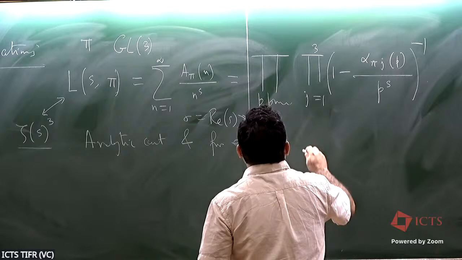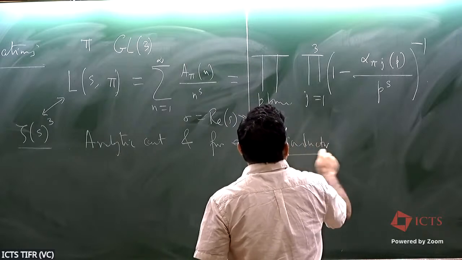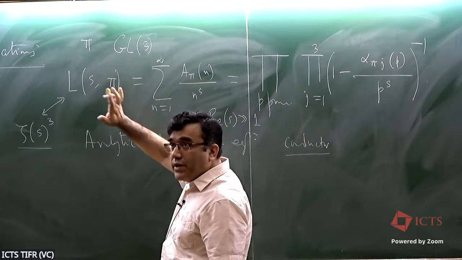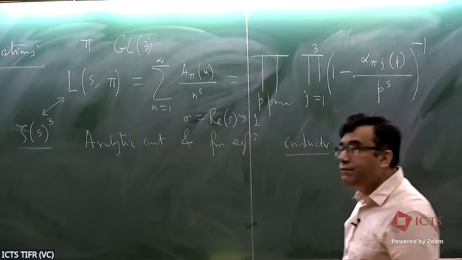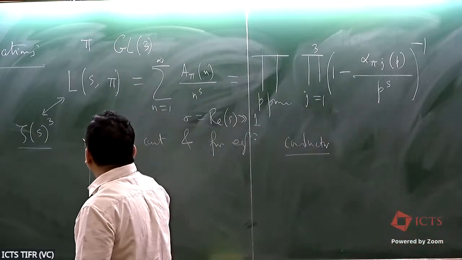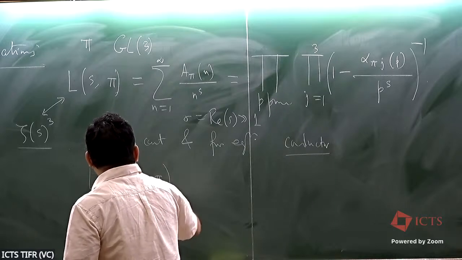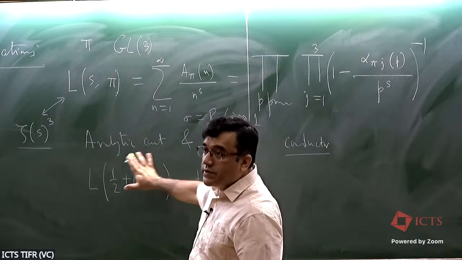And the conductor, so I'm just going to fix pi and change s. So s is going to be half plus it. I'm interested in understanding the size of L(half plus it, pi) as t goes to infinity. As t gets larger, what is the size of this?